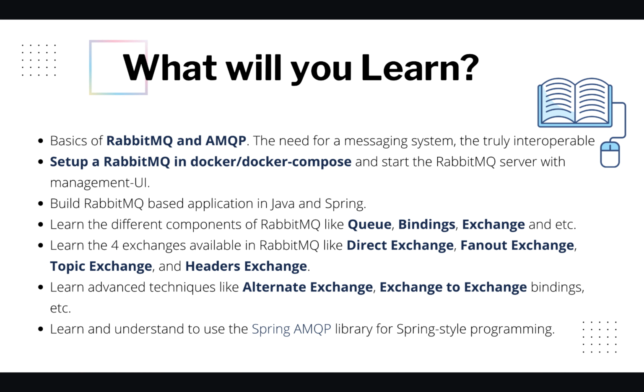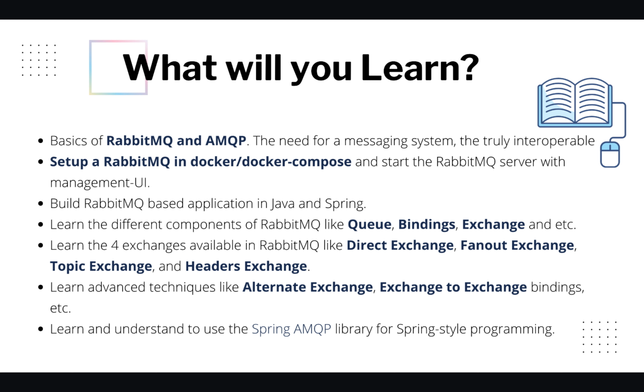As part of this tutorial, you are going to learn the basics of RabbitMQ and AMQP, why we really need a messaging system. Then I will also explain how to set up a RabbitMQ server in Docker and Docker Compose. There is also a handy user interface provided by RabbitMQ for managing the message broker, so we will also look into that in brief. We are going to try out several examples in Java as well as in Spring AMQP. You are also going to learn the different components of RabbitMQ like queues, bindings, exchanges, and so on.